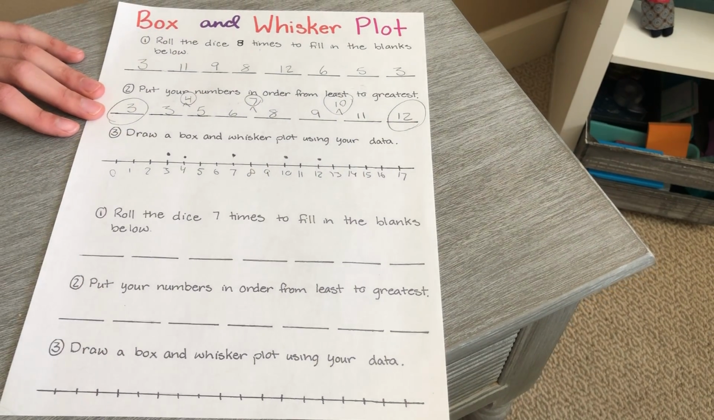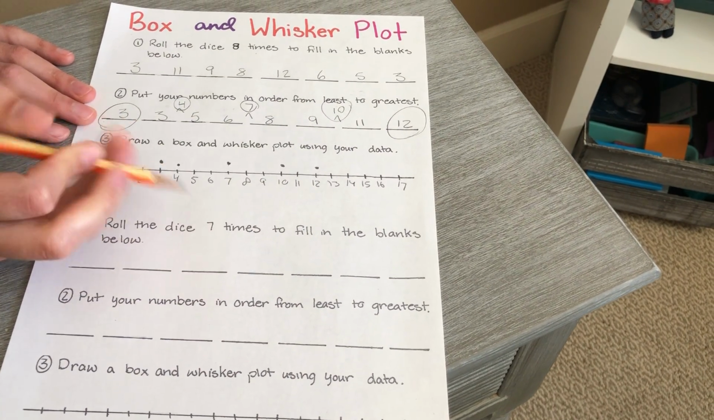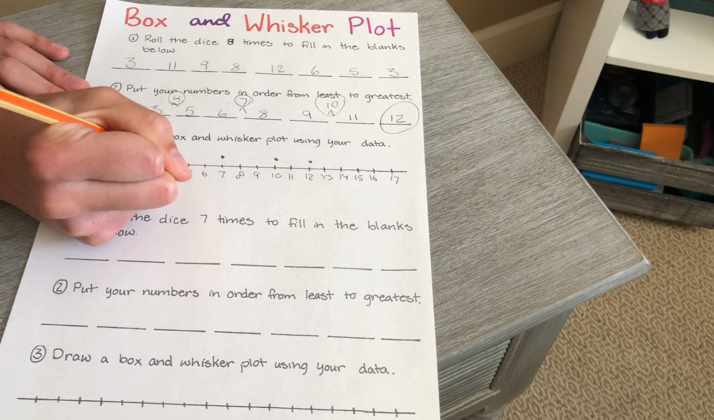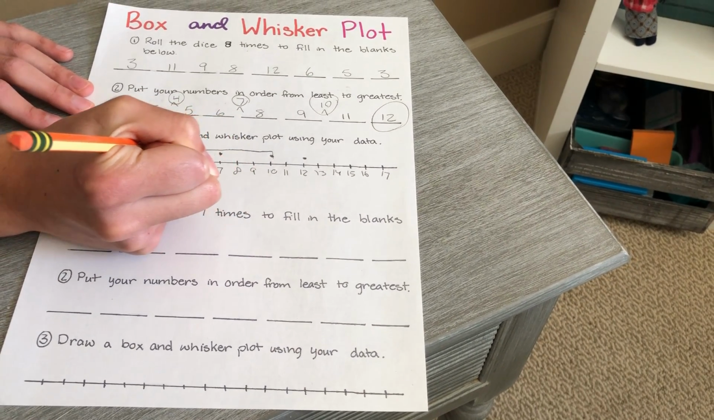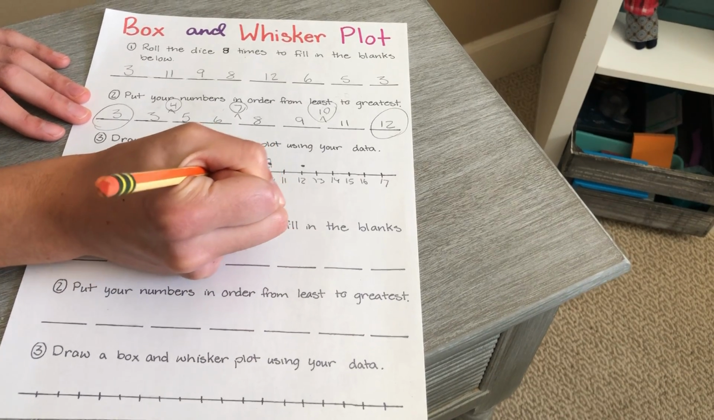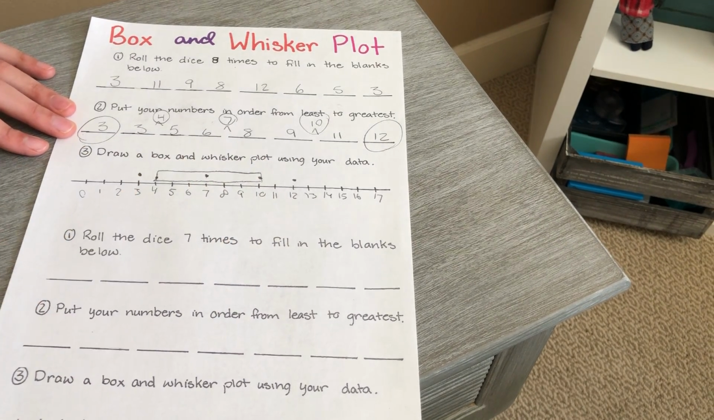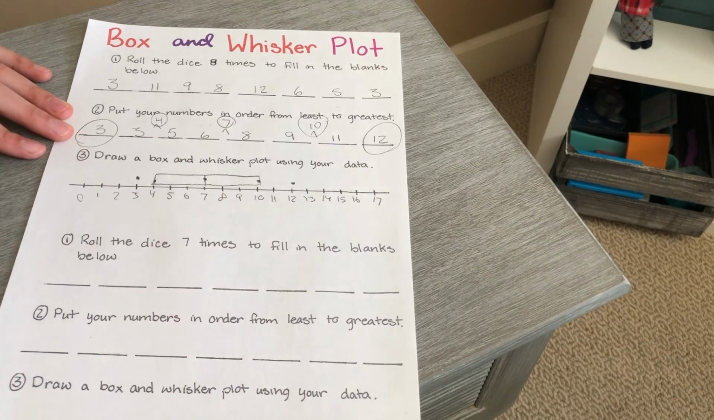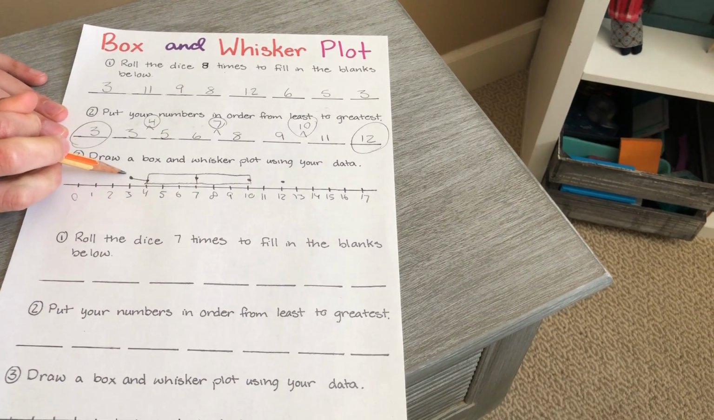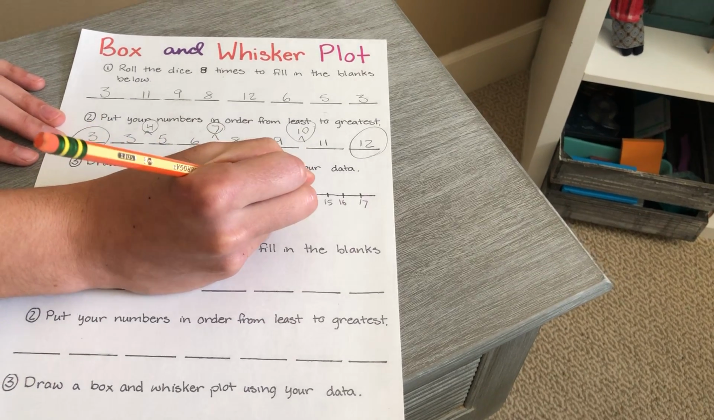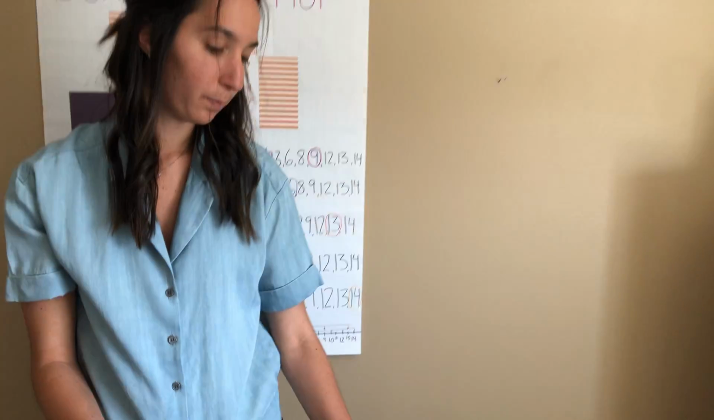So then I'll show you how to draw the box. So we do the box from the lower quartile, which was 4, to the upper quartile, which was 10. That's where our box is. And then we draw a line through our median, and we connect our lower quartile and minimum for one whisker, and our upper quartile and maximum for the other whisker.